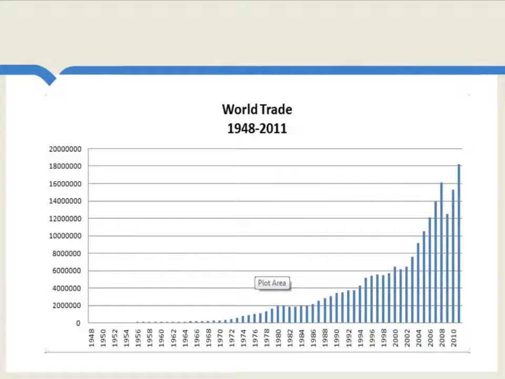Trade is going up for a few reasons. One is that nations on average are becoming wealthier. Another is that transportation costs are falling, and that makes trade easier. And a final factor, which we'll look at more in a moment, is that tariffs and barriers to trade overall have been falling.